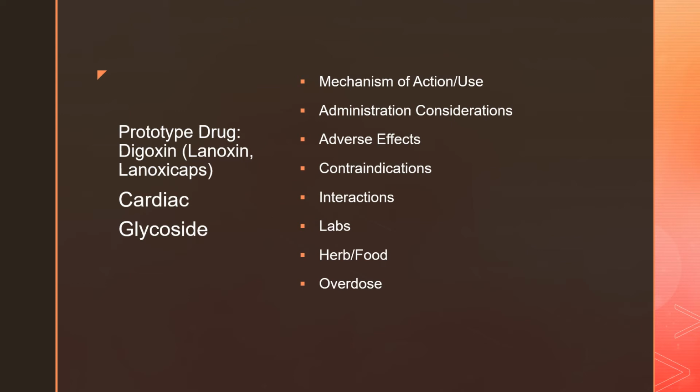Some specific considerations: patients that have AV blocks or dysrhythmias unrelated to heart failure should not receive digoxin because this is going to worsen their block or their dysrhythmia. Digoxin should be administered with caution again to older adults, and patients with renal impairment should receive a lower dose of digoxin.